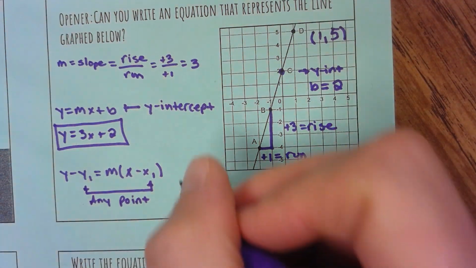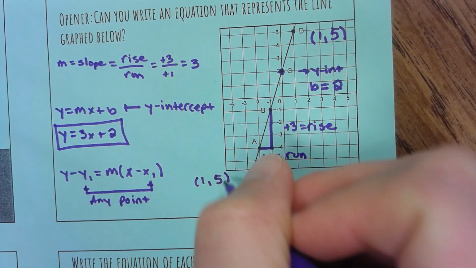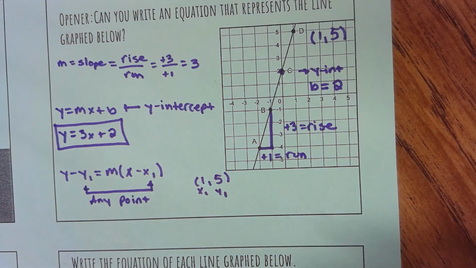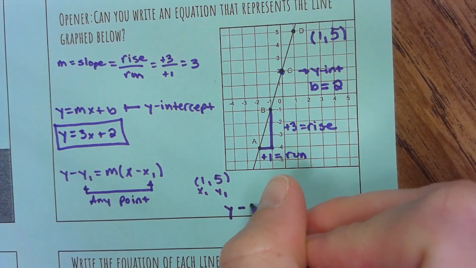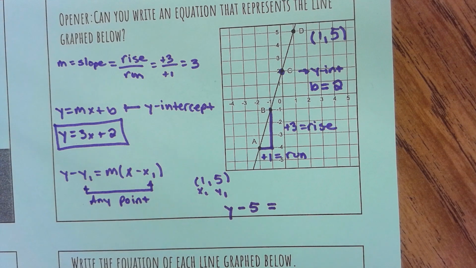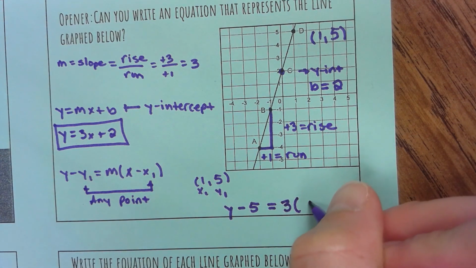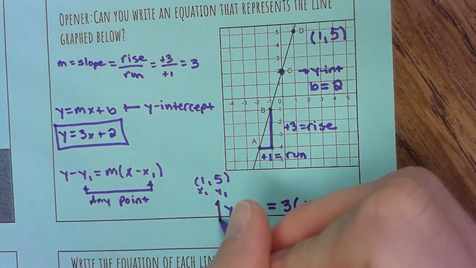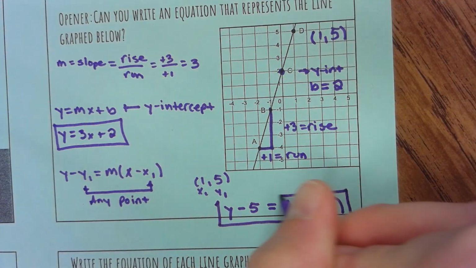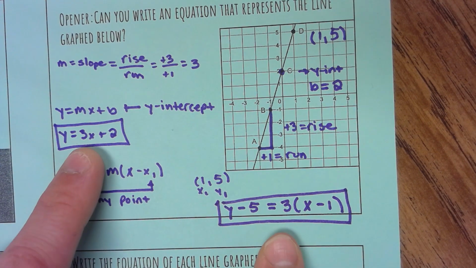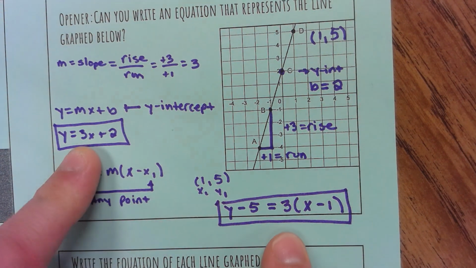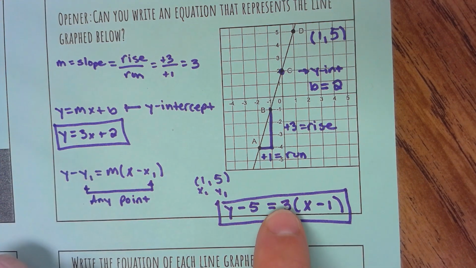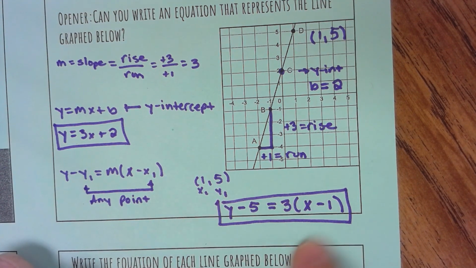So I'm going to use the point 1, 5, which is x1, y1, and I'm just going to plug it all into that formula. So it'd be y minus the y coordinate, so y minus 5, equals the slope of 3 times x minus our x coordinate of 1. And this is another equation to write that same line. And know that these two equations are the exact same. They're just in different forms. If I were to take this point slope form and distribute the slope and add 5, we're going to get the exact same thing.